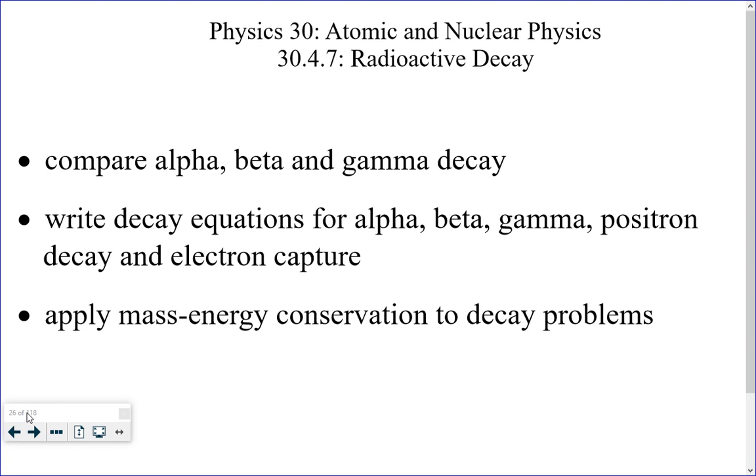Along the way, we're going to be doing calculations using delta E equals delta MC squared.